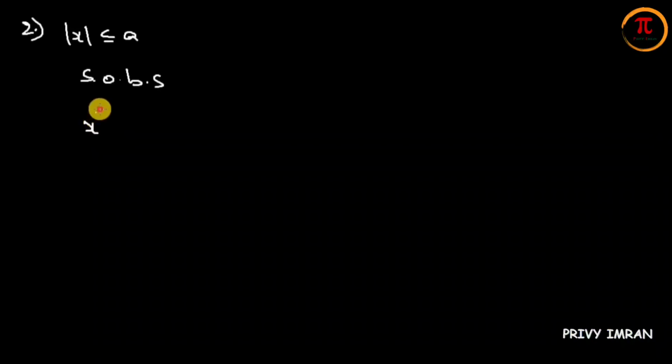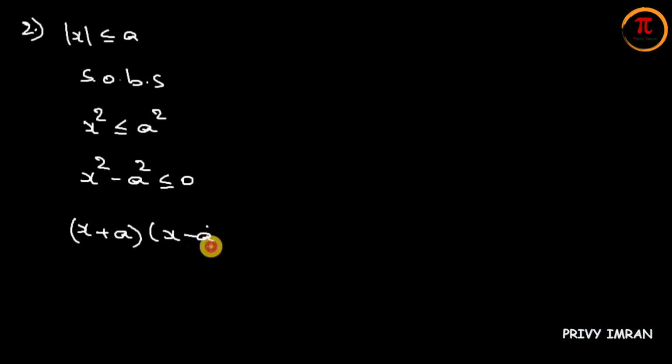Now point number 2. Modulus of x is less than or equal to a. If I do squaring on both sides, modulus can be removed, then x square is less than or equal to a square. Now a square will come to the left hand side, then x square minus a square is less than or equal to 0. This is in the form of a square minus b square, which can be written as a plus b into a minus b. Hence x plus a into x minus a is less than or equal to 0.